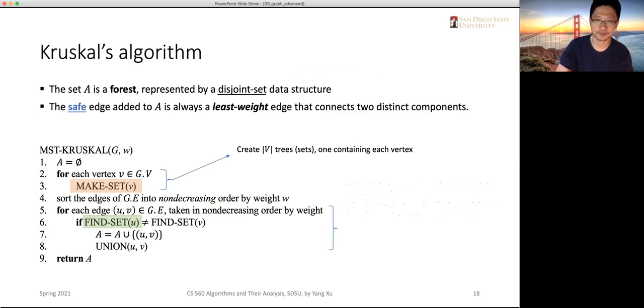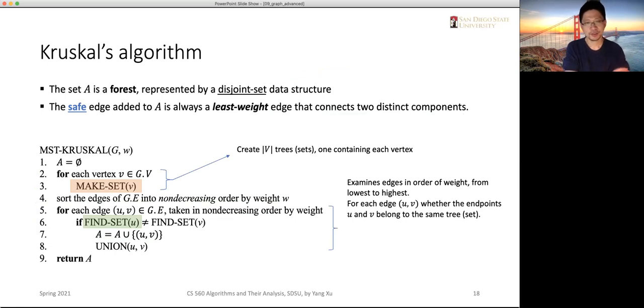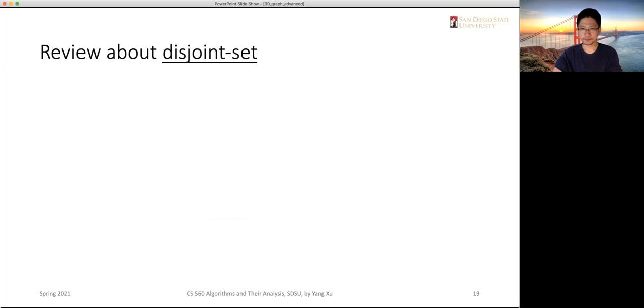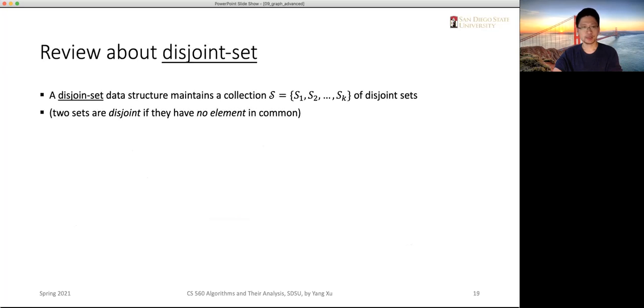Defined with the disjoint sets data structure. Okay, so yeah, I think it's a straightforward algorithm, and I think we can first compare it with the connected components algorithm. Okay, so let's look at the disjoint sets.